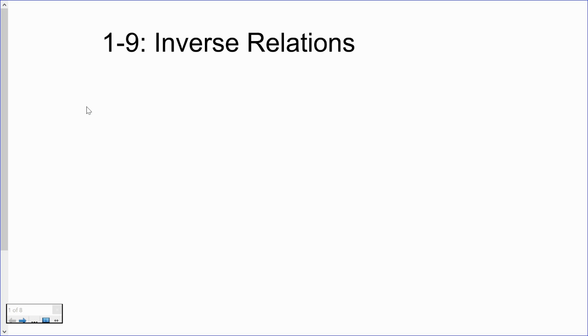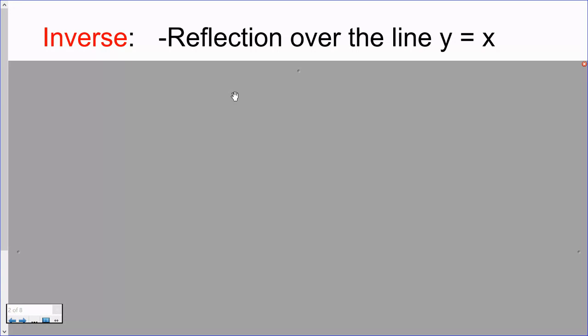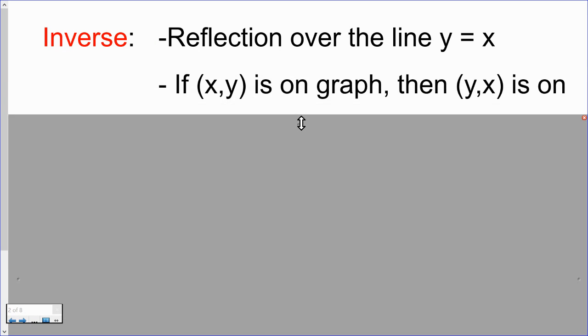All right, we're going to be talking about section 1.9, inverse relations. A couple things to take some notes on, to jot these down. Inverse is the reflection over the line y equals x. That's the simplest linear function, so that's a slope of 1/1 and a y-intercept of 0. And we'll see that in a little bit.